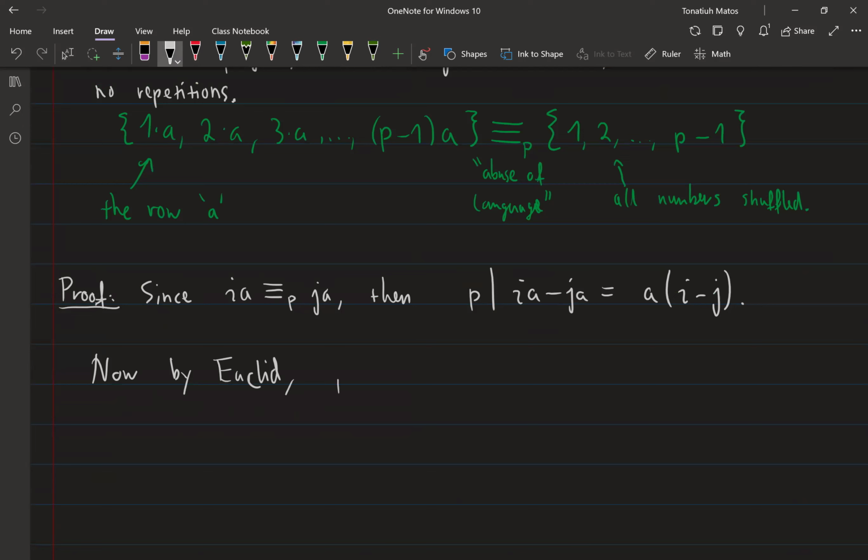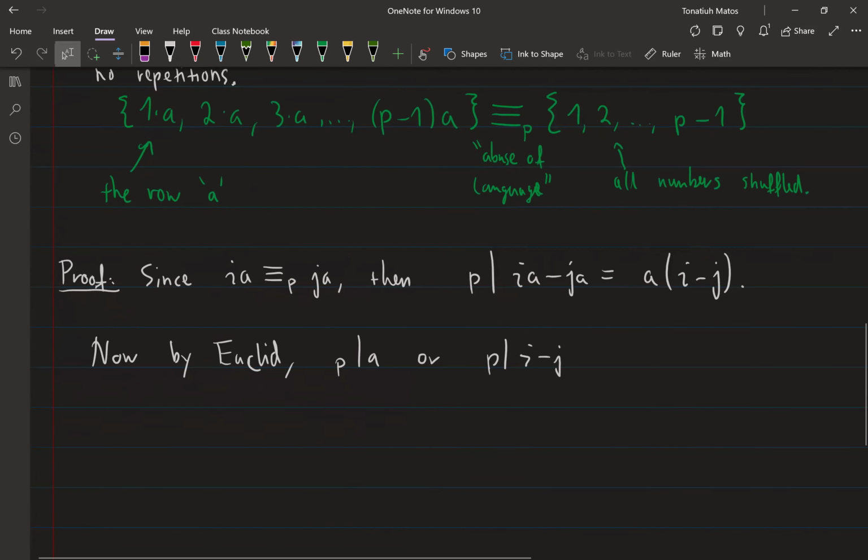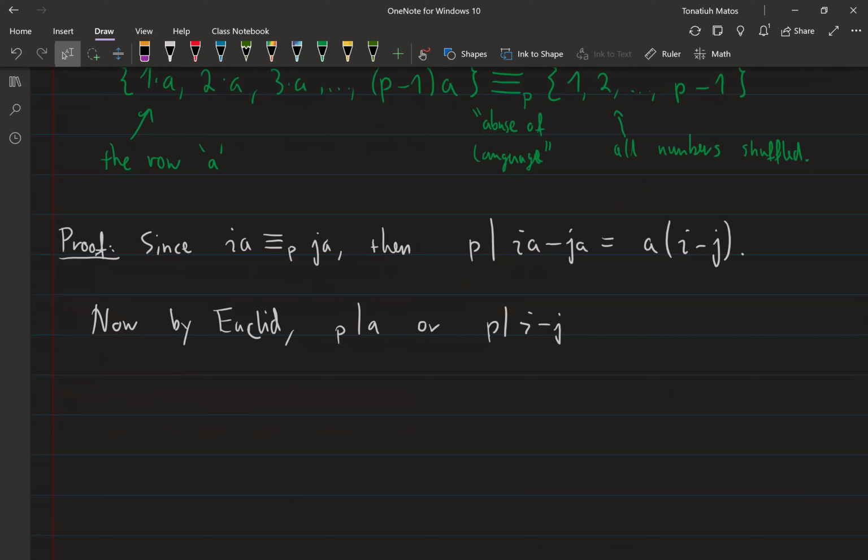Now, by Euclid, P must divide A, or P must divide I minus J. But P cannot divide A because A was chosen as a non-zero row, right? So this one does not happen. So P actually does divide I minus J, right? But these are presumably positive numbers.